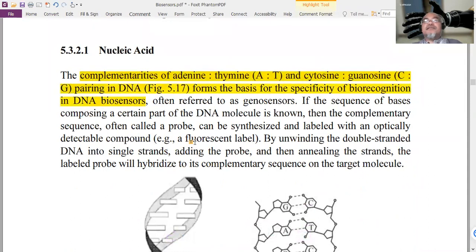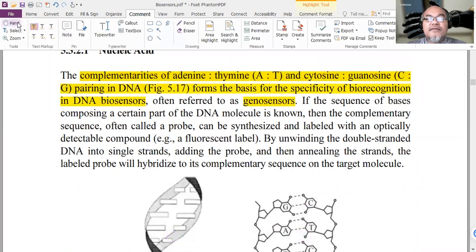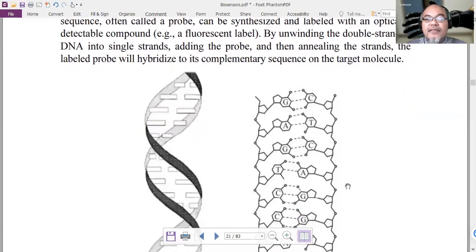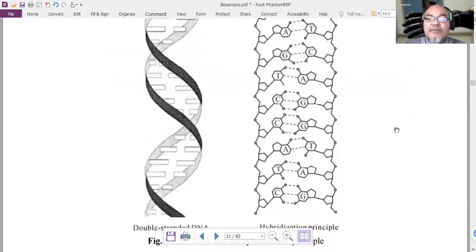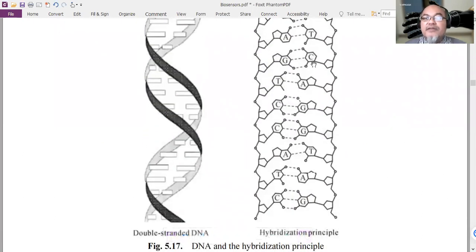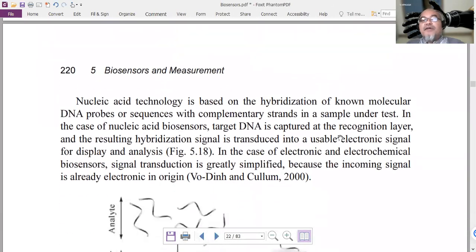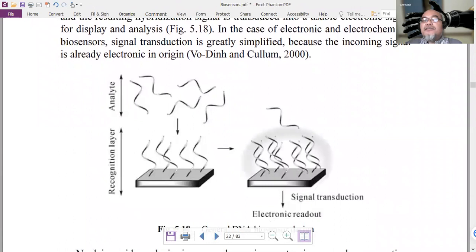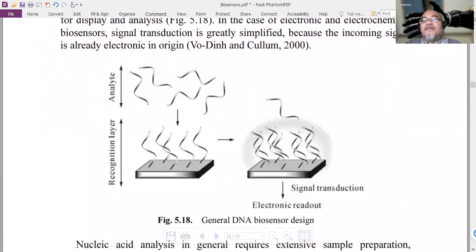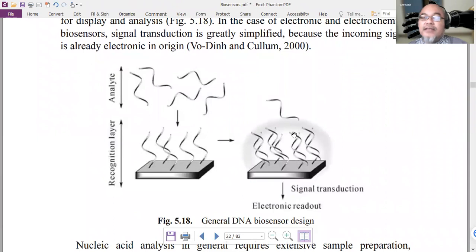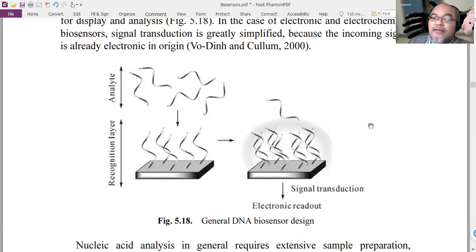So the complementary binding forms the basis of the specificity of biorecognition in the DNA biosensor, also referred to as the genosensor. Like this is how DNA looks, a double helical structure with specific complementary binding. So when we want to detect a specific sequence of DNA, for example for the SARS-CoV-2 virus, then we have to know which gene is specific to that organism, in this case the SARS-CoV-2 virus.